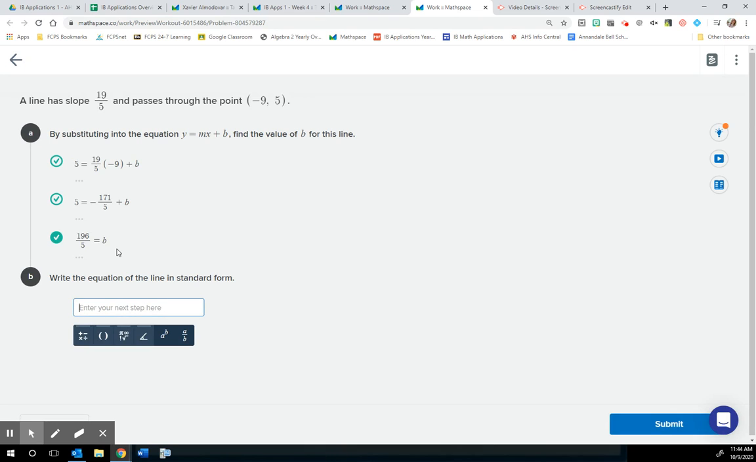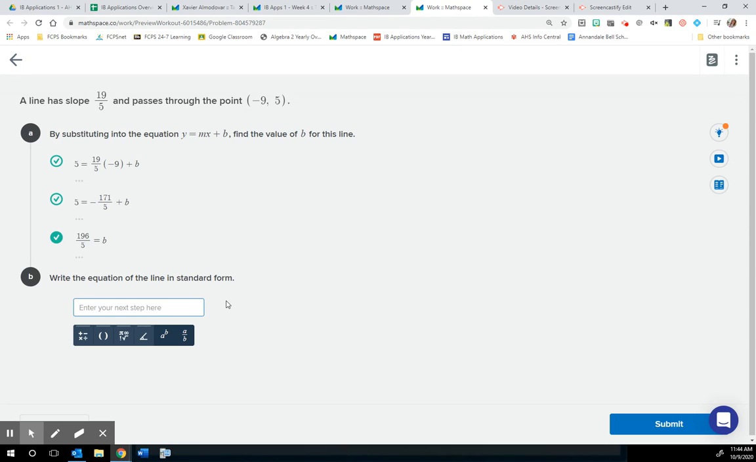Now, you could write that as a decimal. I knew that, or I assumed really, that they were going to then ask me for standard form. So to me, working from fractions going into standard form is easier than from decimals. So you could definitely write those in decimals, even the 19.5 you could have converted to a decimal. It's just easier when you're going from your y equals mx plus b into a standard form that you use fractions.